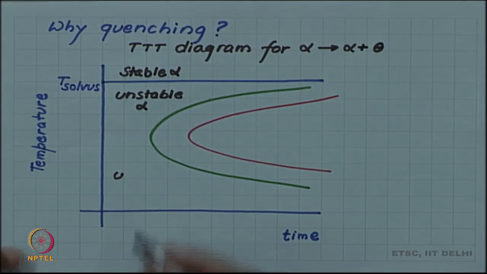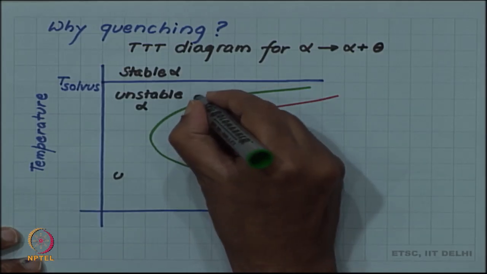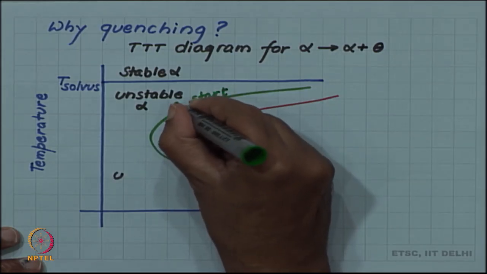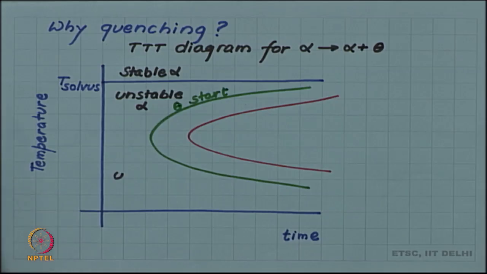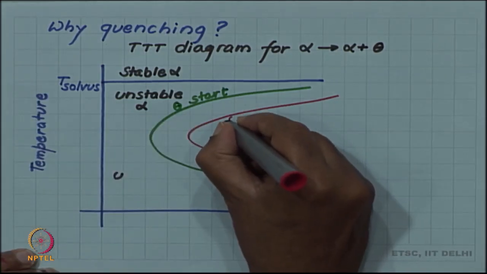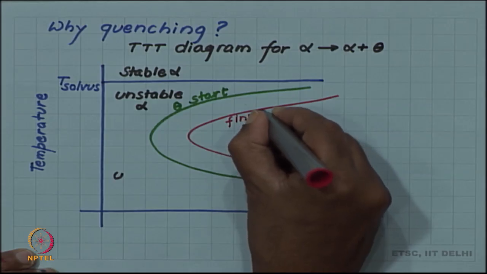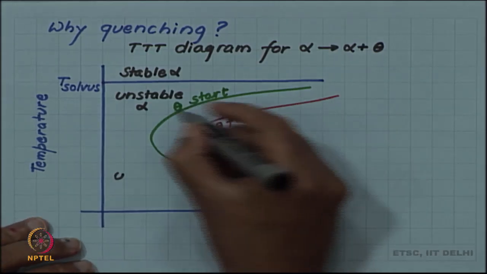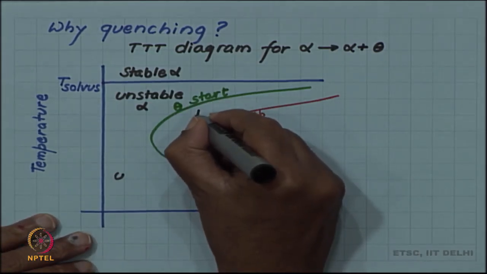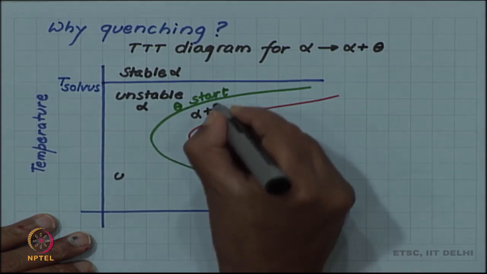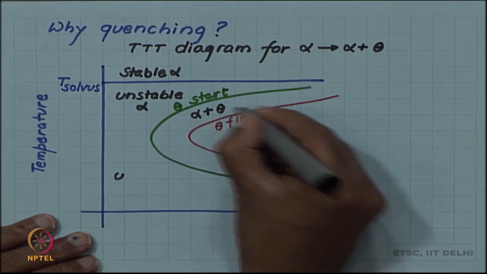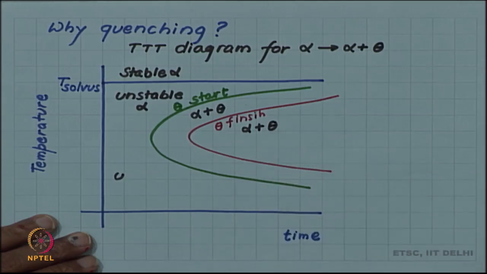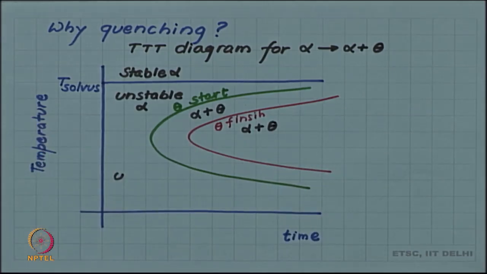So, the green C curve gives you the start of theta and the red curve gives you the finish of theta. So, in between you will have alpha plus theta, and finally also you will have alpha plus theta, but the amount of theta will keep increasing.